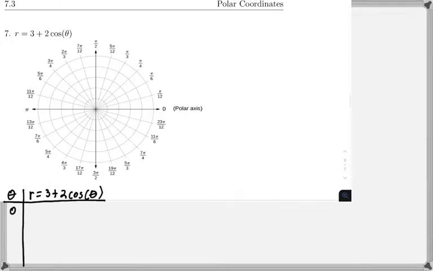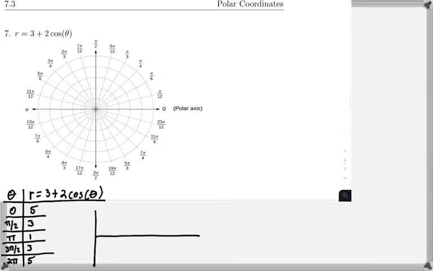So when we plug in 0, cosine of 0 is 1, so 3 plus 2 is 5. Plug in pi over 2. Cosine of pi over 2 is 0, so this will just end up being 3. Okay, cosine of pi is -1, so you have 3 minus 2, which is 1. Cosine of 3 pi over 2 is 0, and then we have the 3, so that'll be 3. And then the cosine of 2 pi is 1, so 1 times 2 plus 3 is 5. So we'll go ahead and get to graphing some of this. So 1, 3, and 5, not to scale, but just to get a rough sketch.